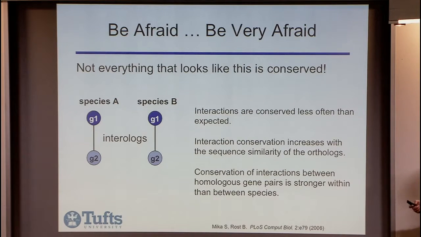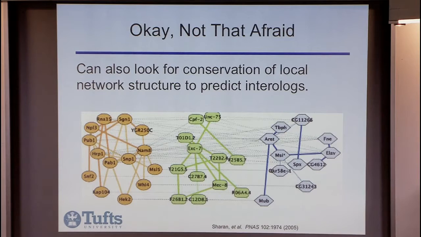So this is just something you need to be aware of: people do this, but you've got to be careful about it. But you can also look at larger things, and I'll let Rodet talk about this kind of stuff. If you look at wider neighborhoods than just the immediate structure of a pairwise interaction, you may be able to recover some information that lets you predict other interactions.